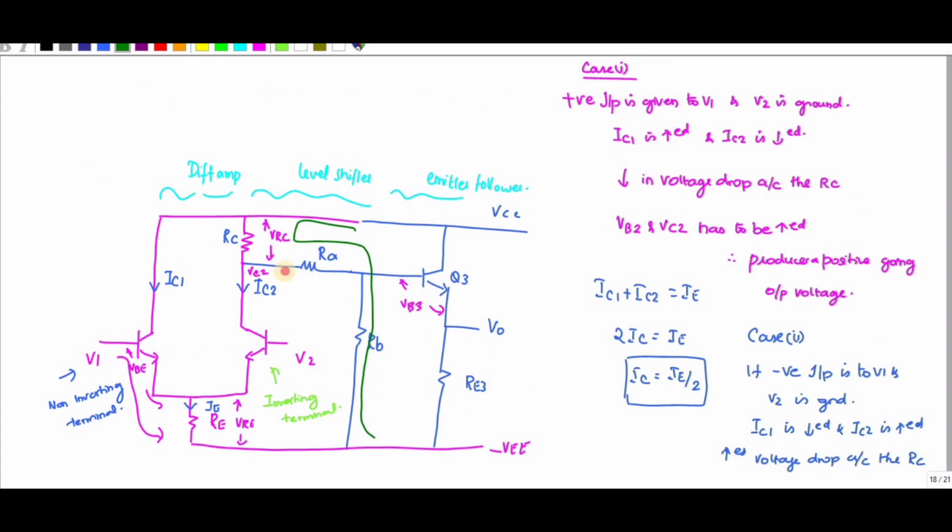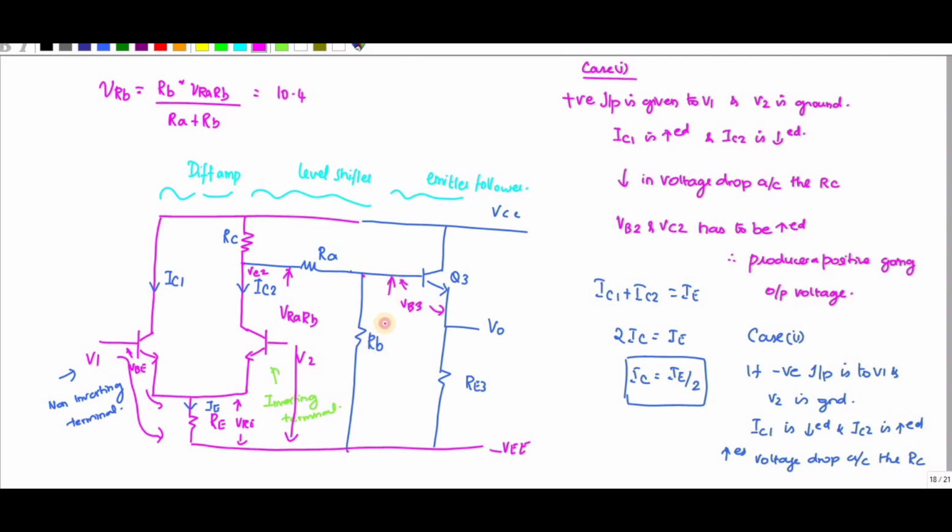Okay. So once this VRARB, so this is nothing but VRARB. Okay. This portion. So this portion is VRARB. What is this value? Okay, that is what they are asking. So VRB, this is nothing but VRB. Okay, so the VRB is equal to RB into VRARB divided by RA plus RB. Okay, so all the values are given. So if I solve, I will get 10.4 volt. So this is nothing but your 10.4 volt.